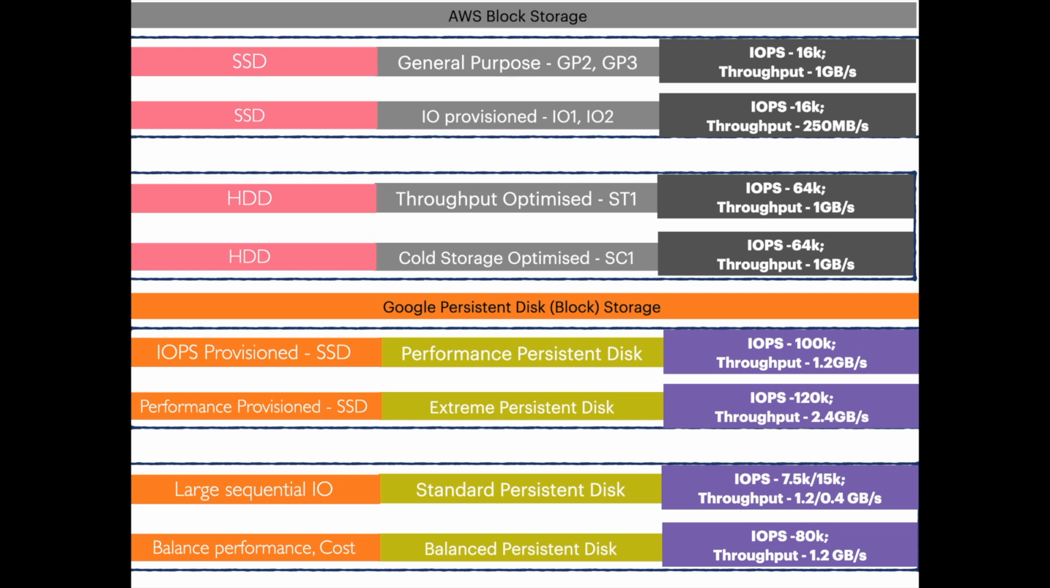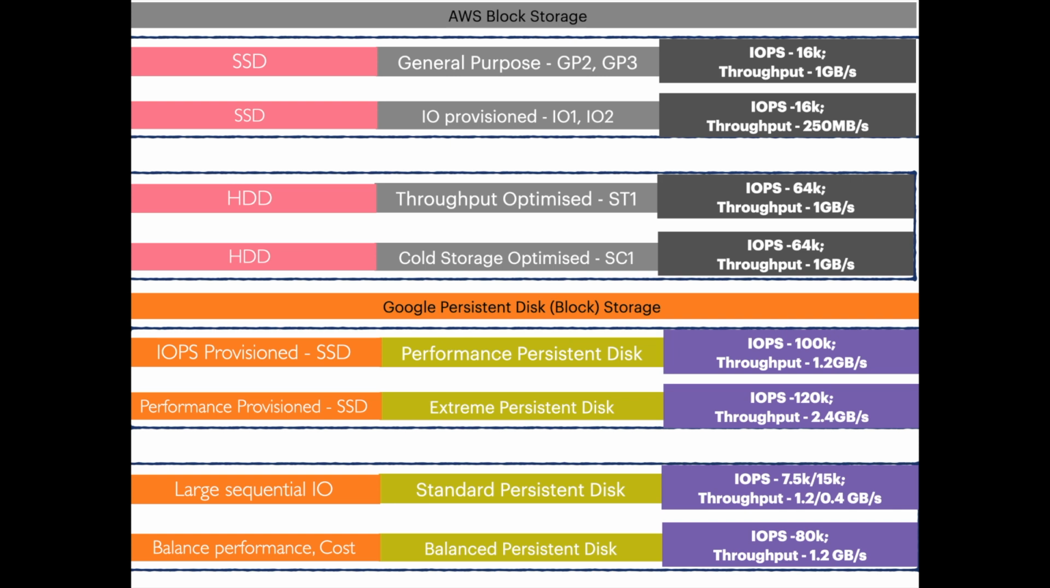SSD is a solid state drive, which is much more apt for transactional workloads where low latencies are required. HDD is much more apt for sequential workloads like video files or large log files. Within SSD, we have the general purpose options GP2 and GP3, and in the IO provisioned options, we have IO1 and IO2.